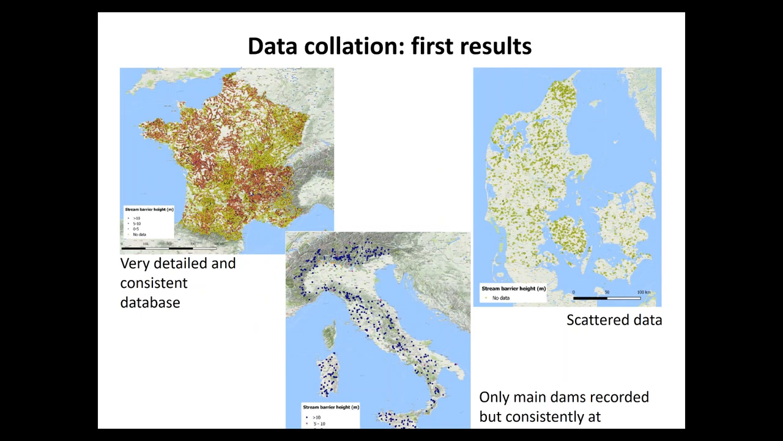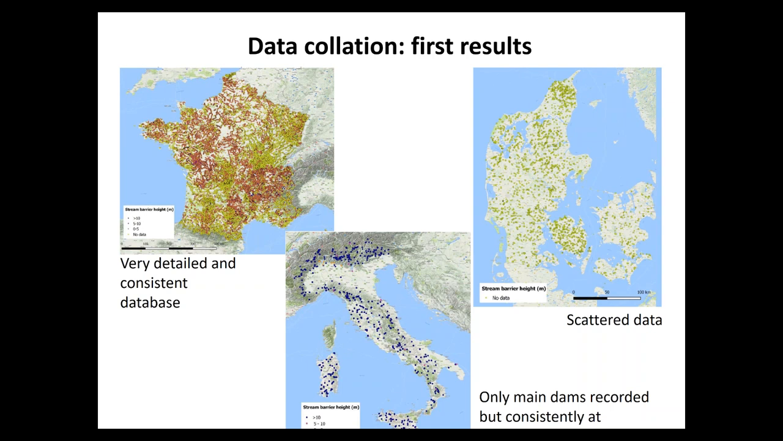So this first data collection confirmed our worries. There are very detailed and consistent databases, as for instance in France. But on the other hand, we have, like in Italy, databases that only record major dams, that are, however, consistent at the national scale. So they deserve to be included in our atlas.